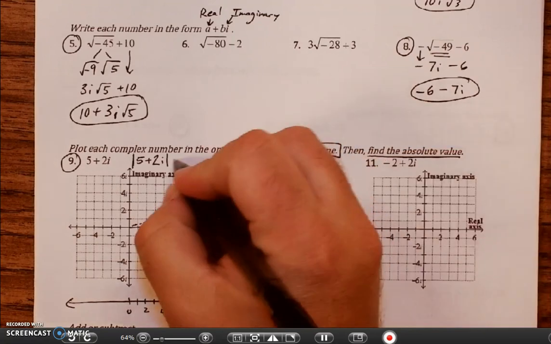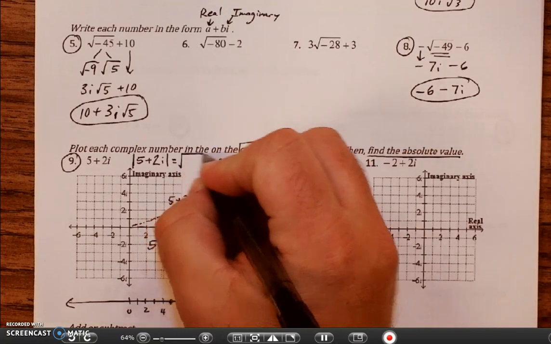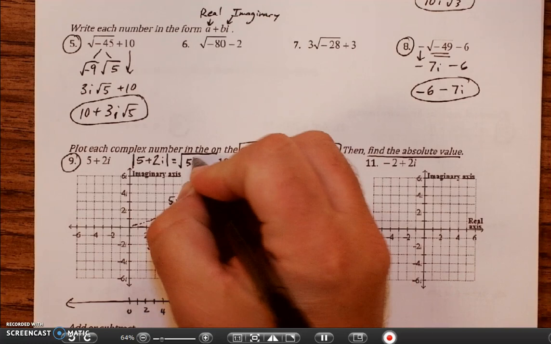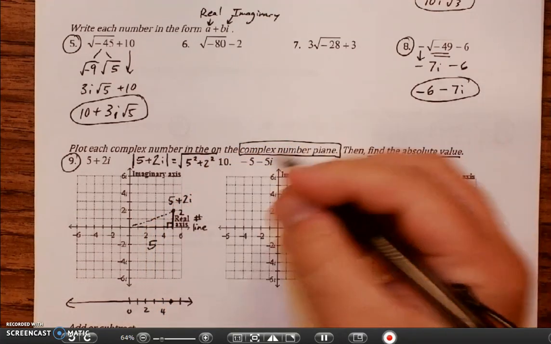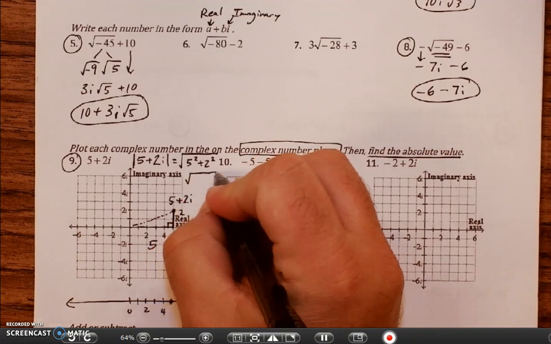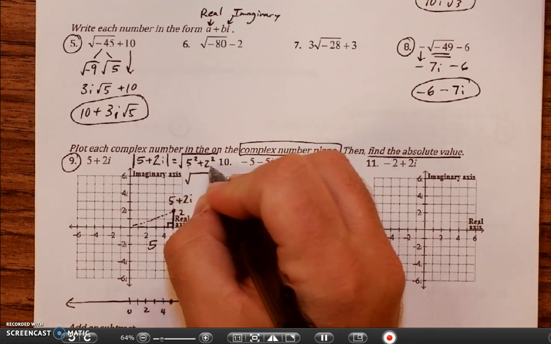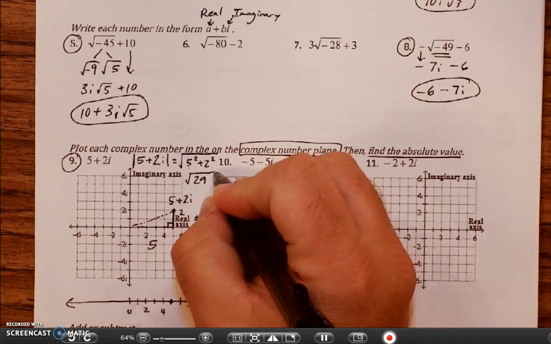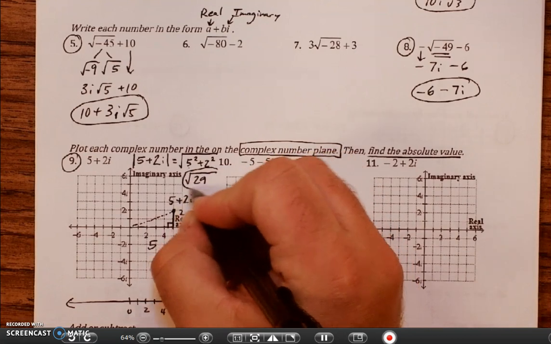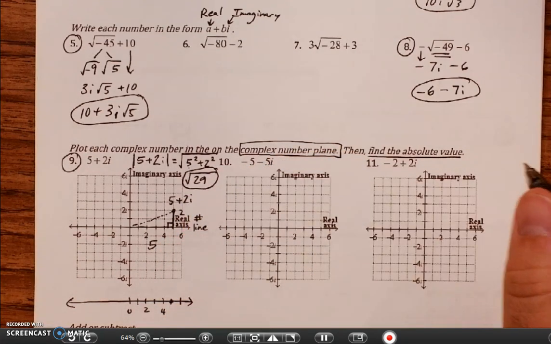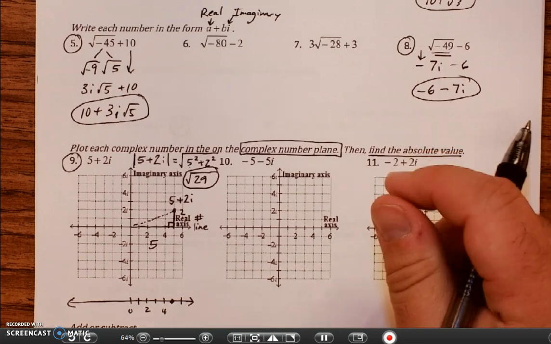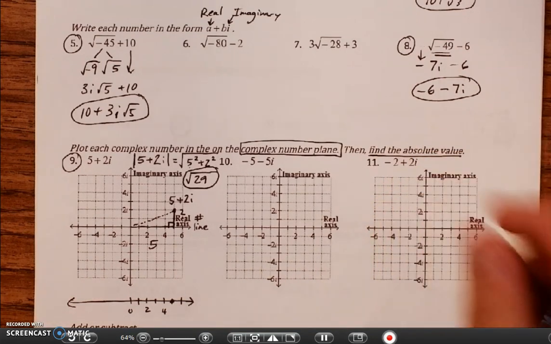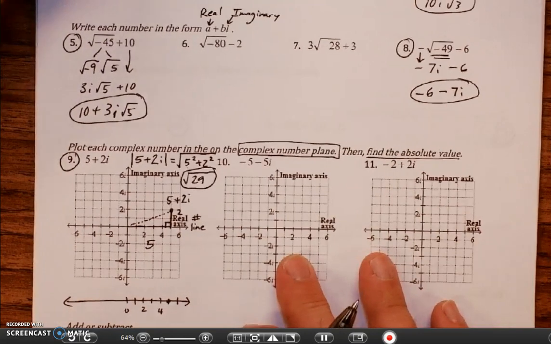And so the absolute value is the good old Pythagorean theorem, the square root of 5 squared plus 2 squared, which is obviously the square root of 25 plus 4, or square root of 29. And that is the absolute value, the distance away from the origin, 0 plus 0i. I'll leave those other two for you to practice with.